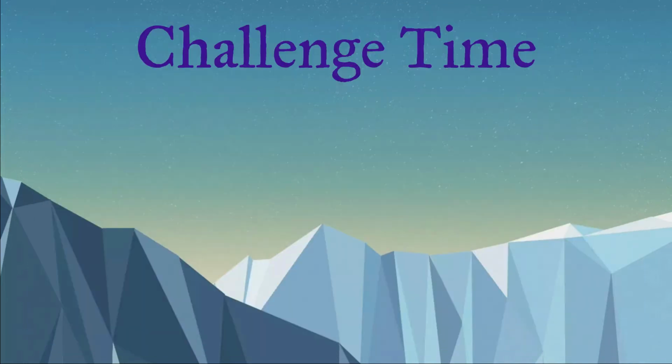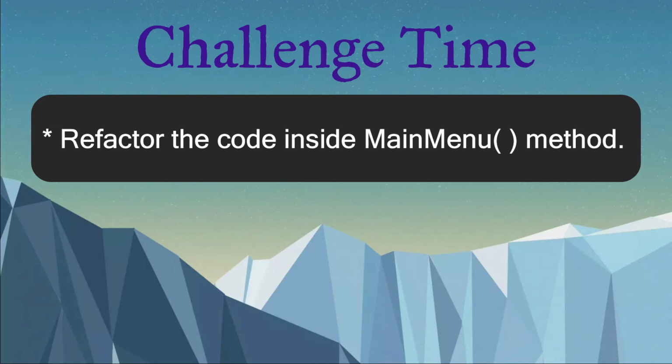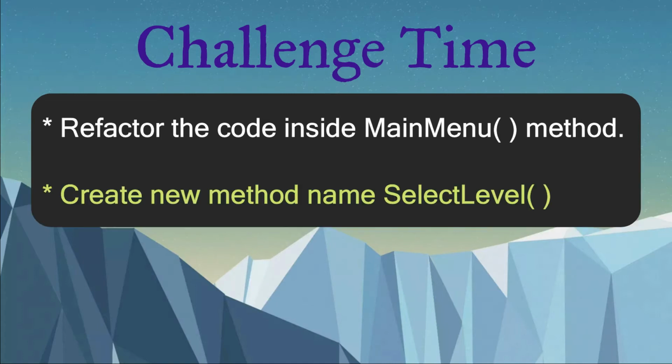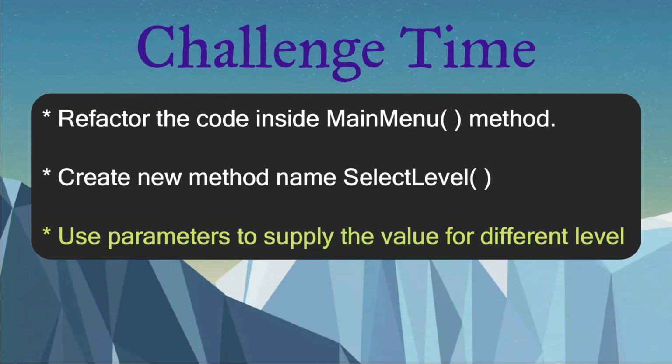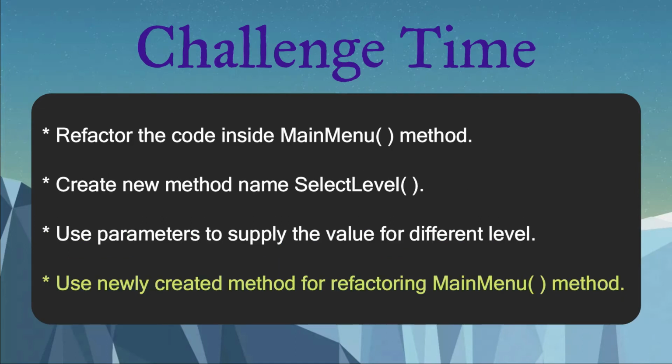Challenge time. You have to refactor the code of the main menu method, since the code inside the if statements is almost similar. Create a new method to select the level. Use parameters to supply the values for different levels, so that the output is the same as previous. Call the newly created method while choosing the game level. So pause the video now and give that a go.